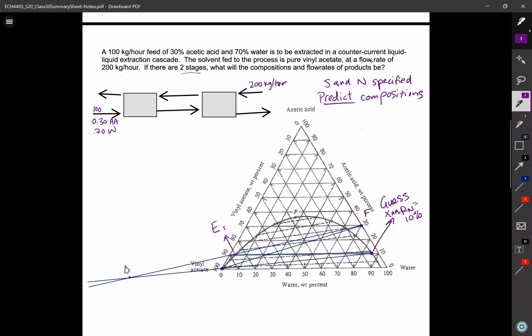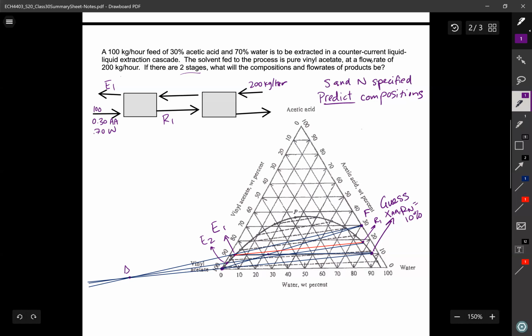So I'm going to say that R1 and E1 must be in equilibrium. So I know where E1 is. If I wanted to, I could write down what the compositions are, but I'll skip that part for now until I know that my answer is correct. And I'll draw a tie line across from E1 to R1. And then draw a line from R1 to delta. And where it crosses the equilibrium line is my E2.